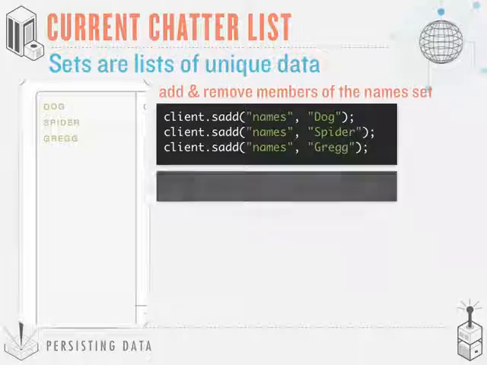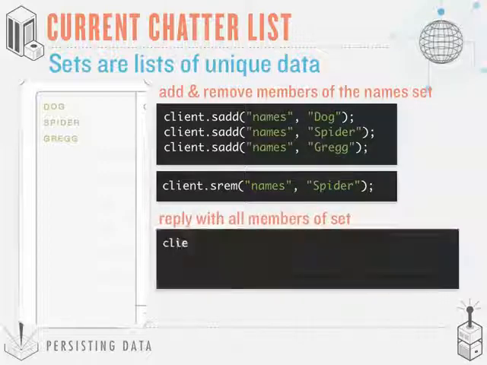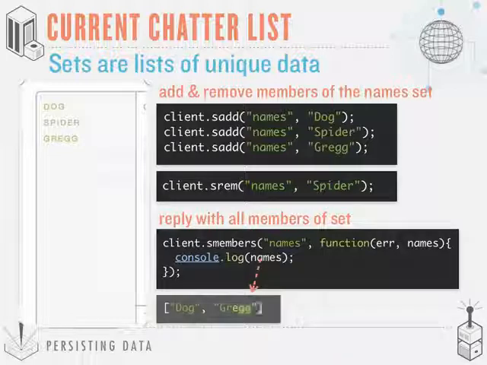To remove an item, we simply call srem for remove, and send in the set name and the value we want to remove. Then to list out all the members of a set, we call smembers, sending in the name of the set, in this case names, and then we'll specify what to do when the set gets returned, in this case log it out to the console.